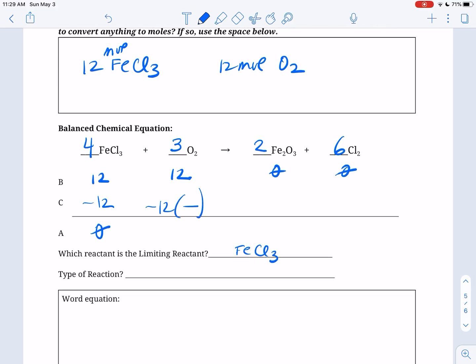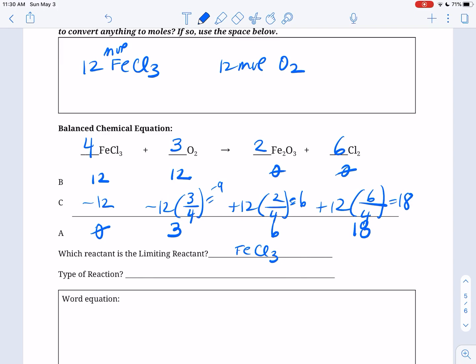Okay, and then let's go ahead and fill out the table for everything else. All right, my given goes on the bottom, because that was the one I started with, the iron 3 chloride. Bring down the coefficients. Okay, so 12 times 3 over 4 is 9. If I started with 12 moles of oxygen, I only use 9. So I'm going to have 3 left over. Okay, 12 times 2 over 4, which is a half, is going to be 6. And 12 times 6 over 4, which is going to be 18.